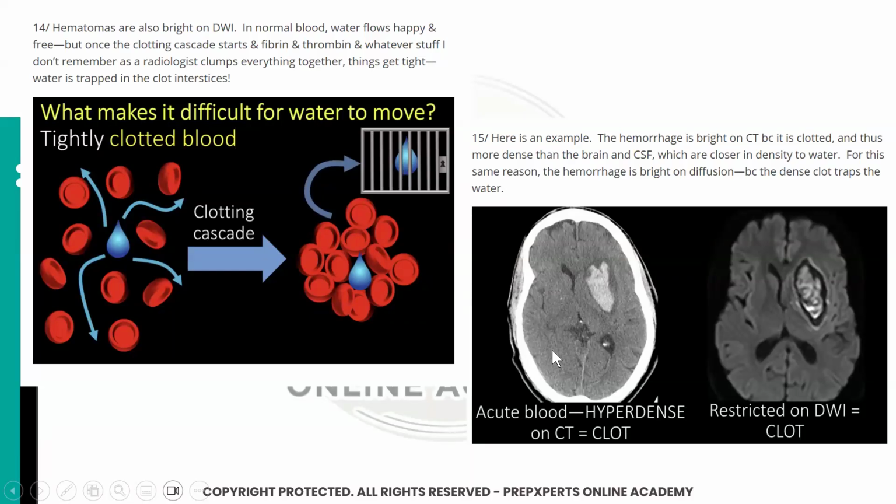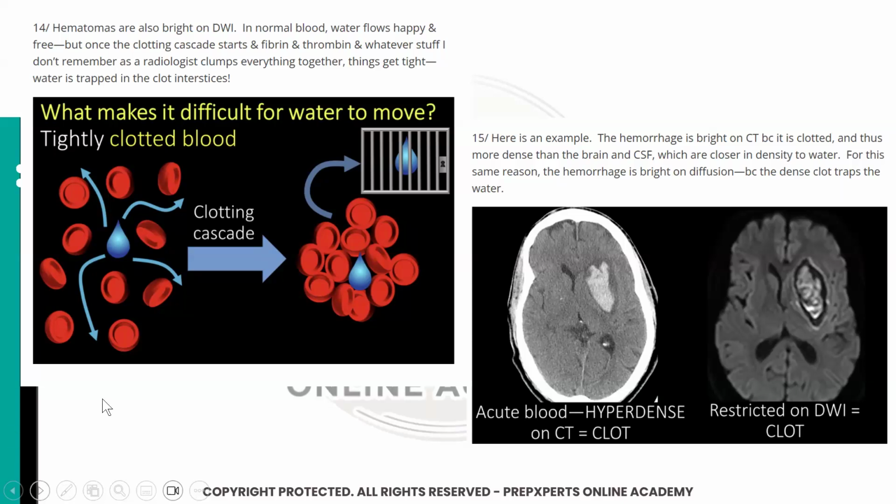As you can see here, this is a CT brain plain that is showing you a hyperdense clot on CT. Hemorrhage is bright on CT because it is clotted. If you understand, the pathophysiology is the same. The clotted blood is dense on CT because it's a clumped tissue, clumped blood cells. The same is happening on DWI. They are clumped blood cells, and these are showing restricted diffusion, as you can see here. Hemorrhage is bright on diffusion as well as on the plain CT because the dense clot traps the water.